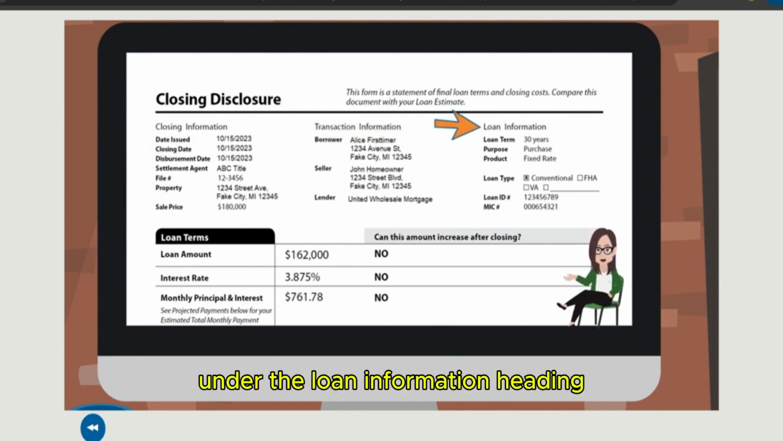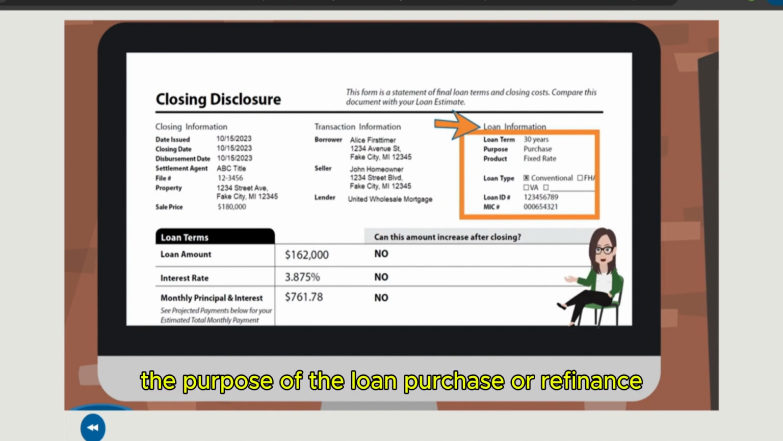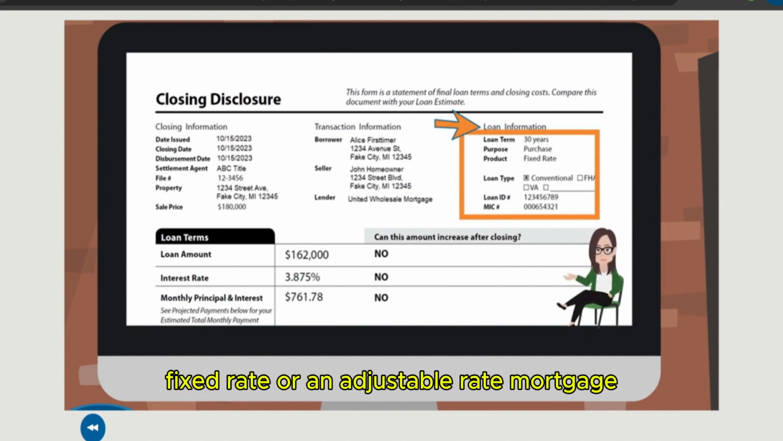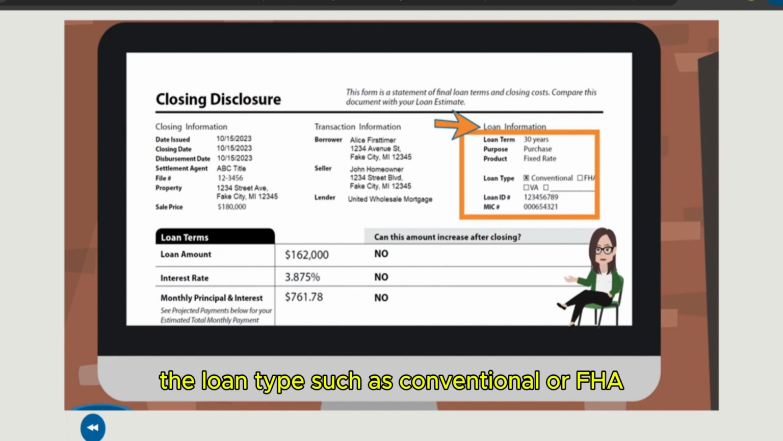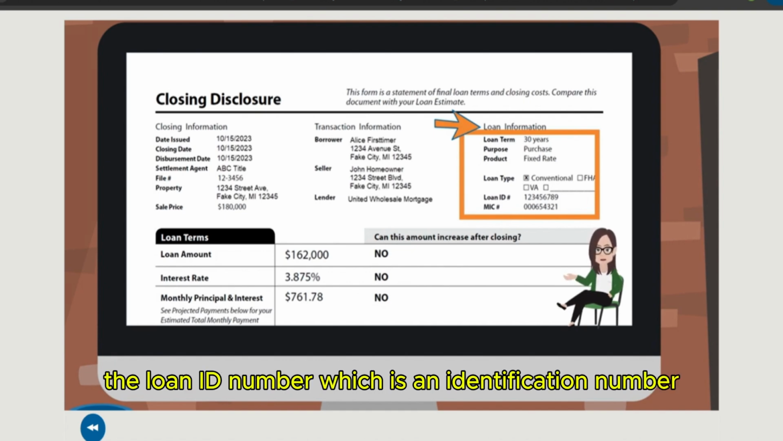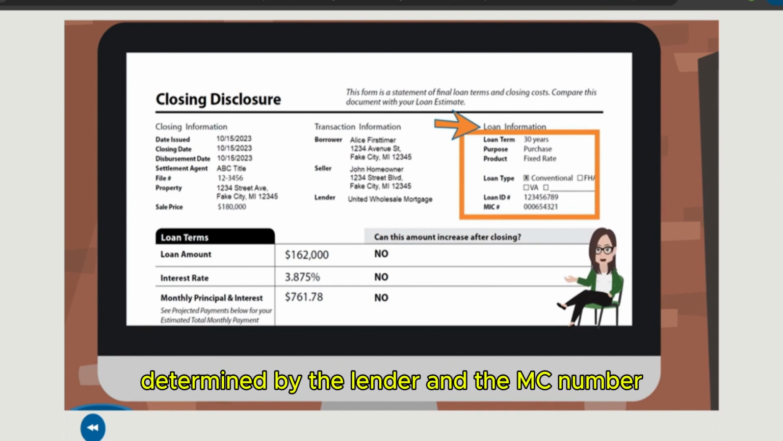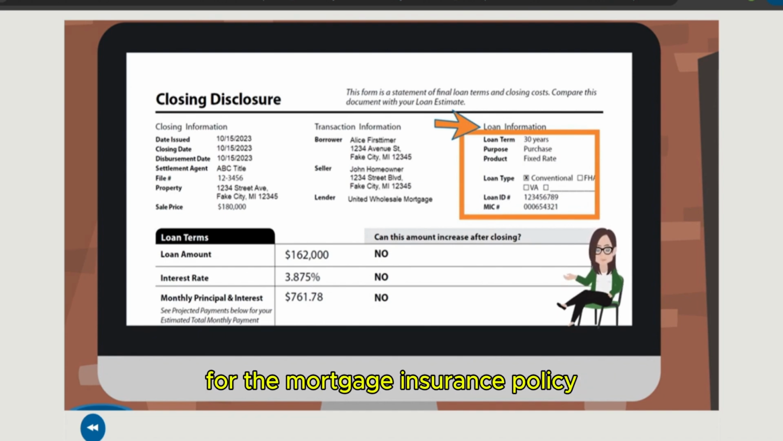Under the loan information heading, you will see the loan term, the purpose of the loan, purchase or refinance, the type of product, fixed rate or an adjustable rate mortgage, the loan type such as conventional or FHA, the loan ID number, which is an identification number determined by the lender, and the MIC number, which is the mortgage insurance case number for the mortgage insurance policy.